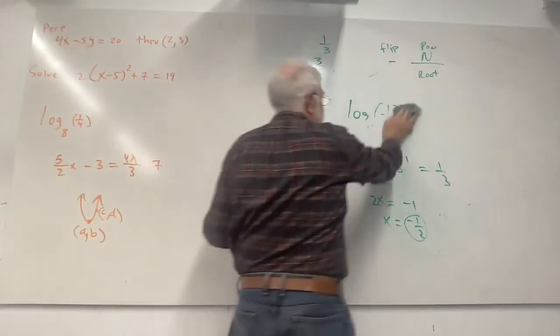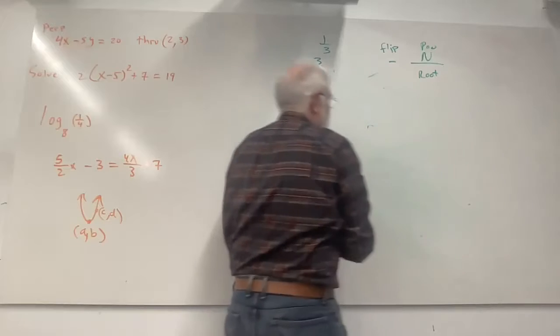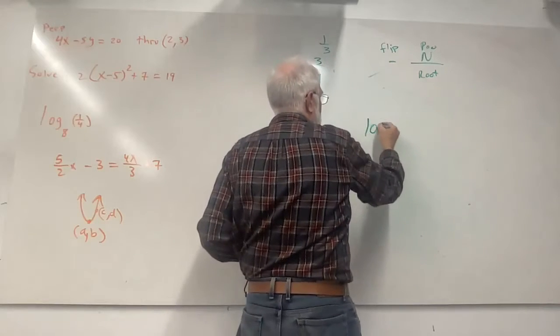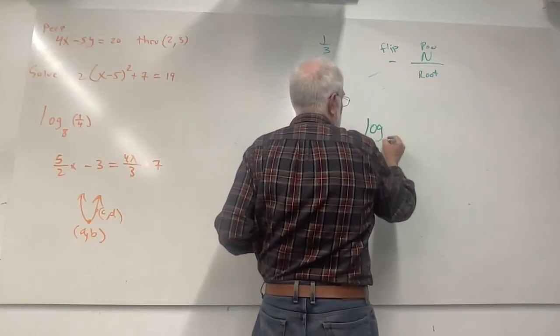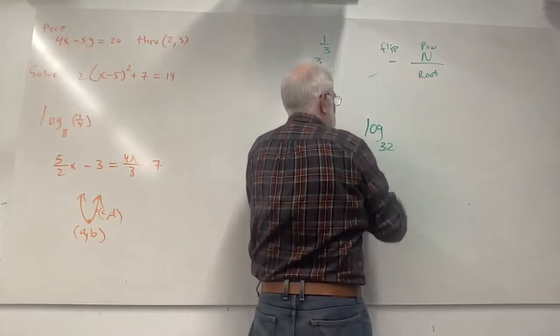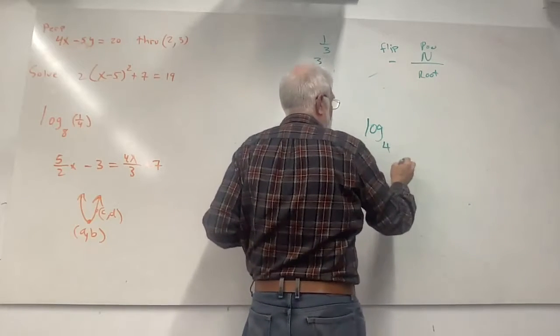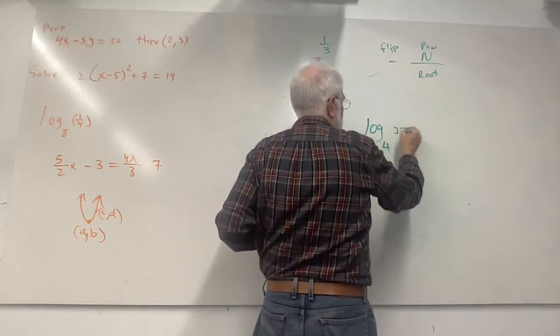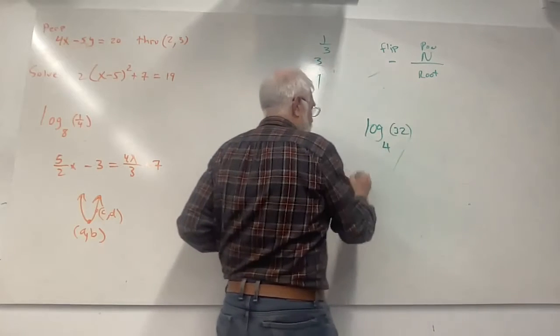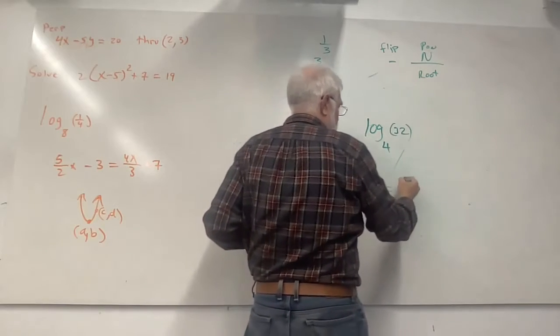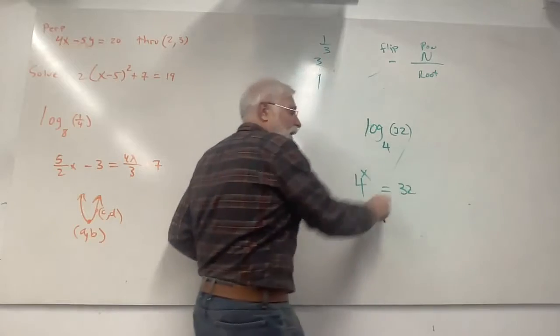Let's try another one. All right, let's look at log base 32. No, that's too big. Let's log base 4 of 32. And is there a base common here? Well, certainly not 4.